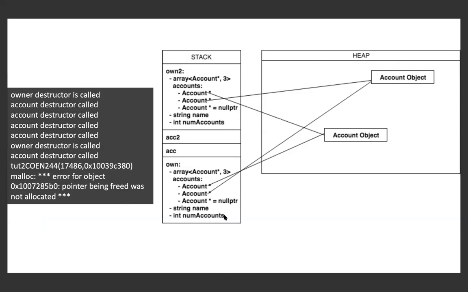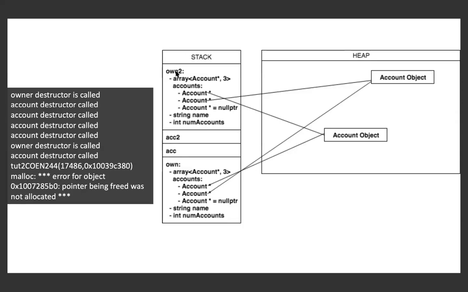We have the owner object, which was first added to the stack. And then we created ACC and ACC2. And then we added accounts to the owner object. So we made a copy of ACC and ACC2, just like we did before, which are this one and this one. And then we made a copy of owner to a new object, own2.